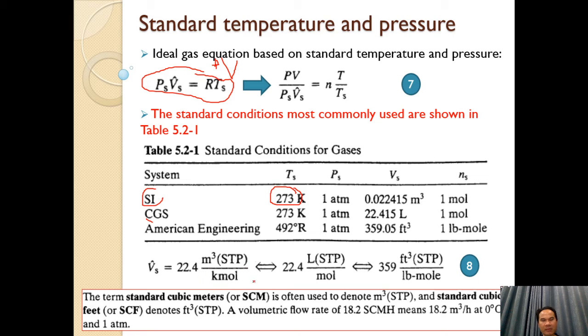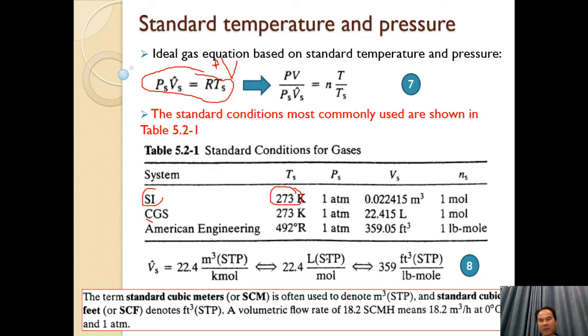We can conclude that the standard specific volume equals 22.4 cubic meters per kilomole, at STP, standard temperature and pressure. This equals 22.4 liters per mole. This is the conversion: 1,000 liters equals 1 cubic meter, and 1 kilomole equals 1,000 moles.